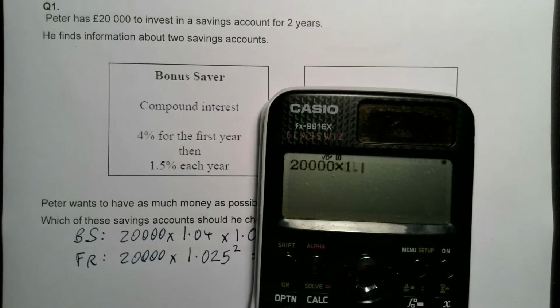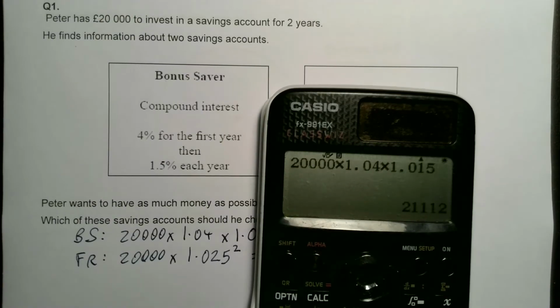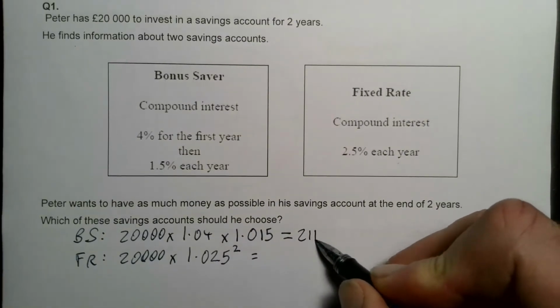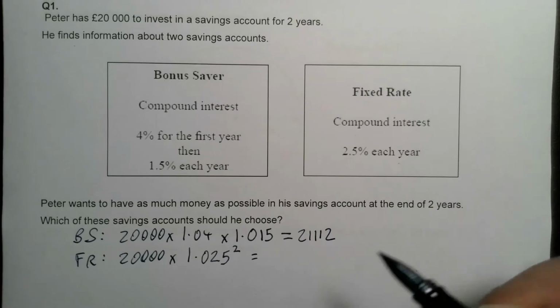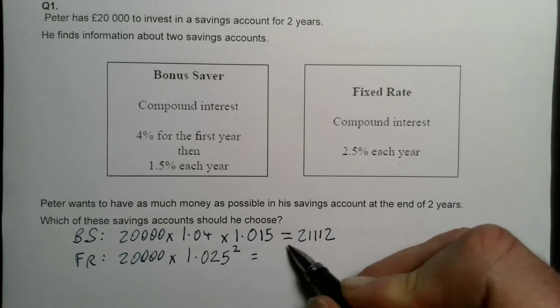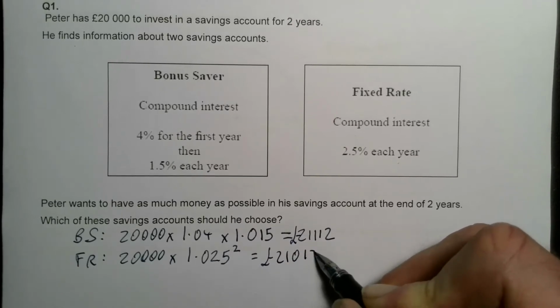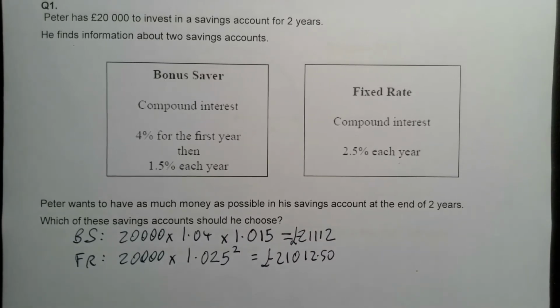20,000 times 1.04 times 1.015. Press equals, gives you £21,112. Do the same thing for this one, and that should give you £21,012.50. So you are getting almost £100 more with the bonus saver.